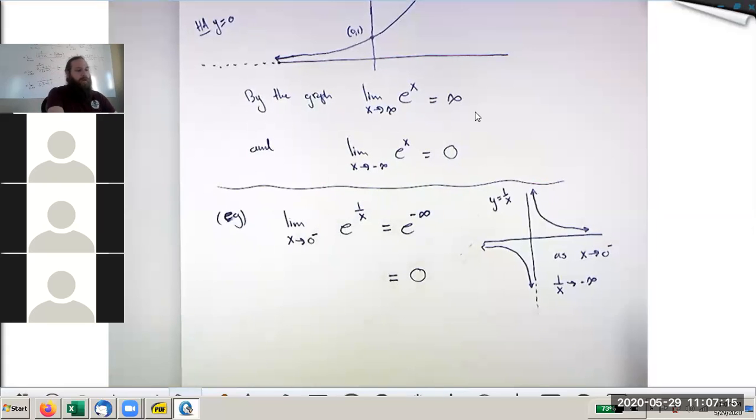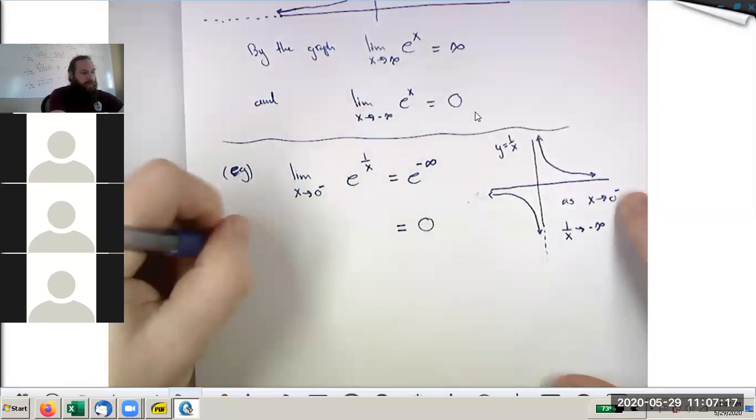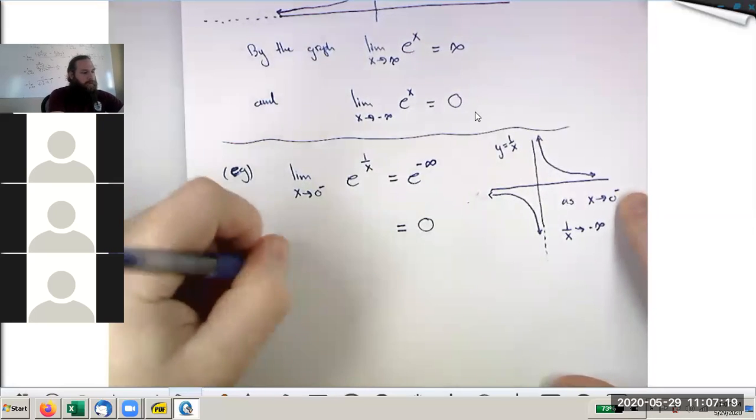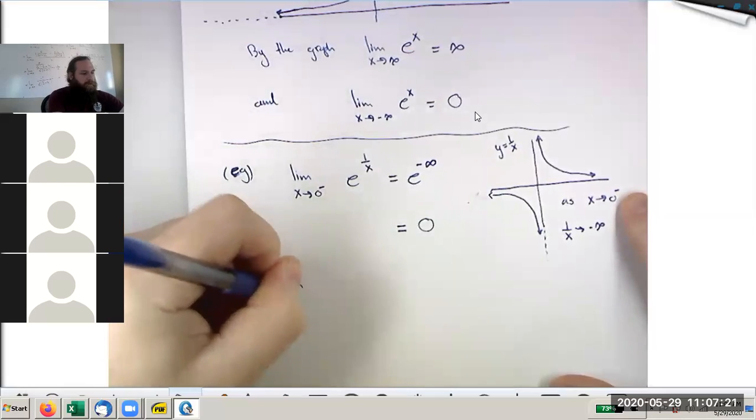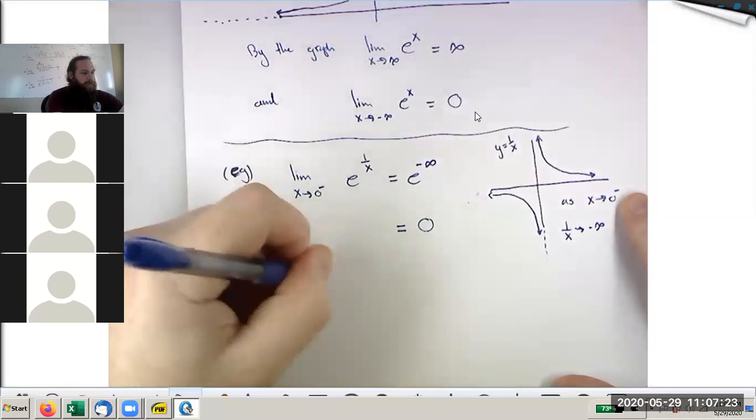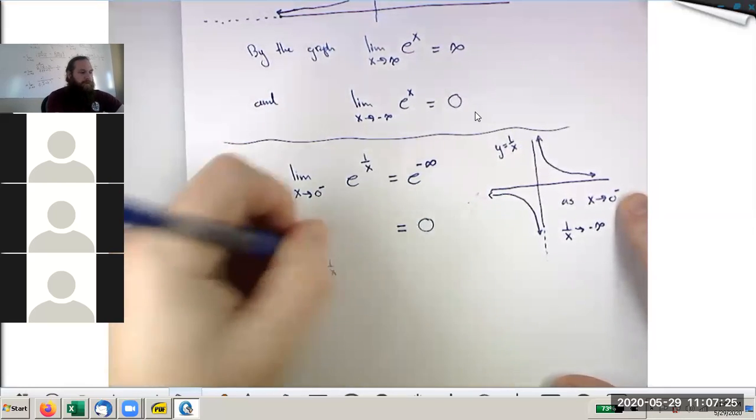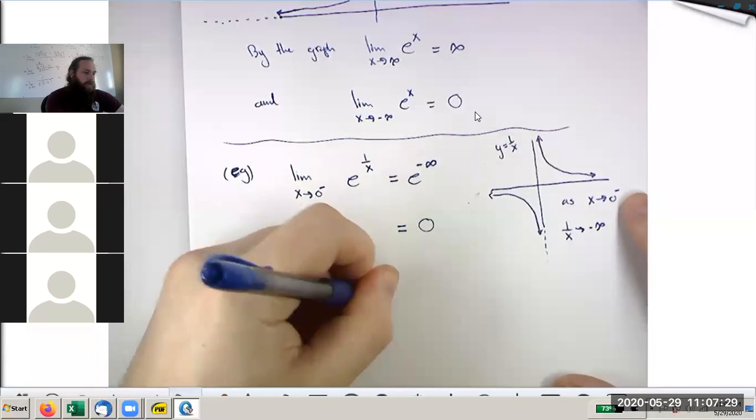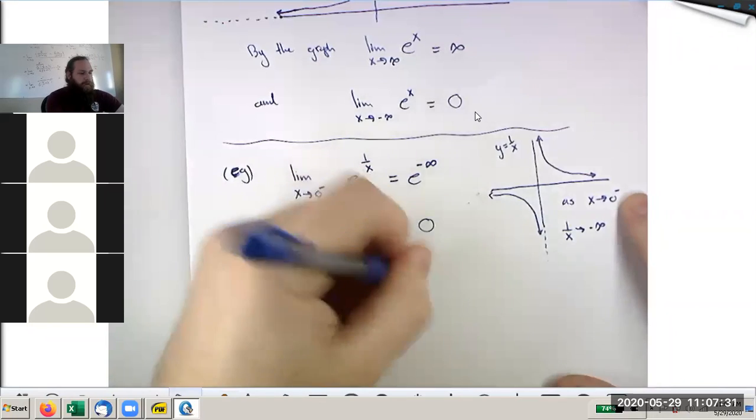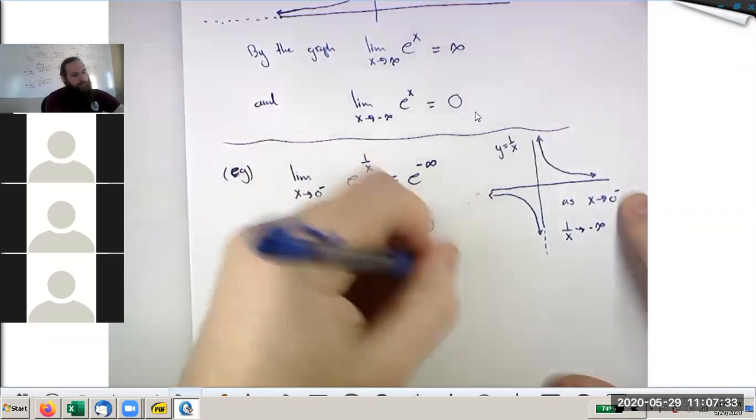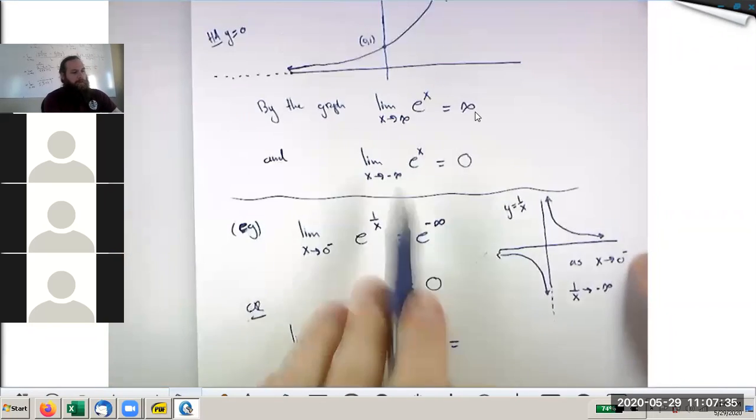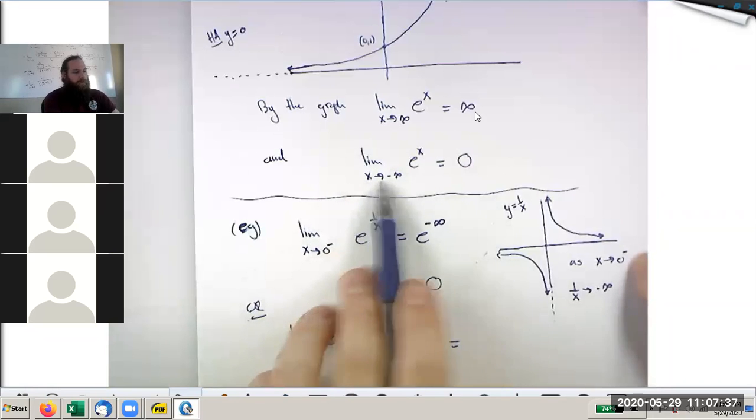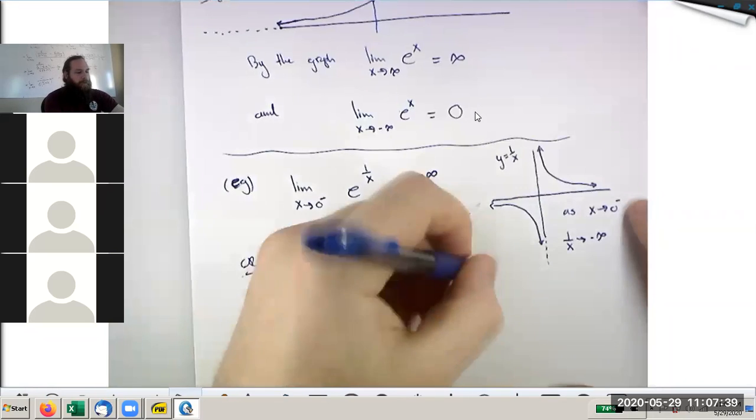Okay, thanks. If you wanted to do this in the substitution notation, we could say that the limit as x goes to 0 from the left of e to the 1 over x is the same as the limit as u goes to negative infinity of e to the u. And then by the work we did above, the limit as its variable goes to negative infinity, e to that variable, that's 0.